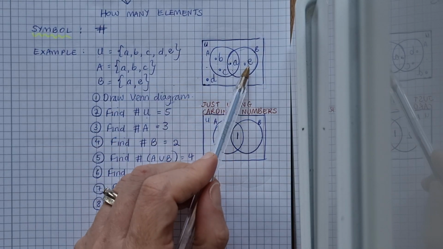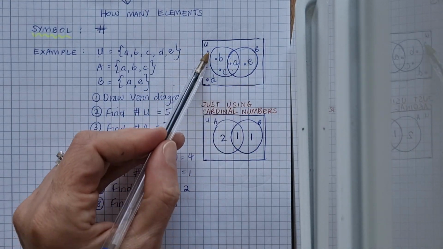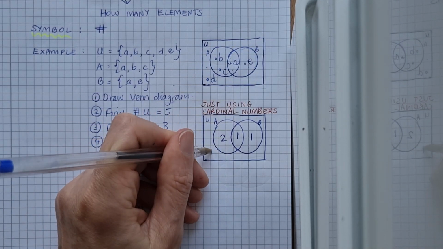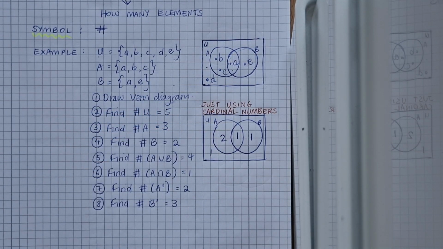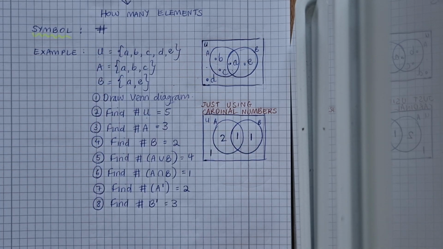And I've got 1 thing in this portion, I'll put that in there, 1. And then I've also got 1 element on the outside, so I'll fill in that 1 as well. And you'll just notice that when you look at the diagram there, the numbers add up to give you the correct values for your U, A and B sets.